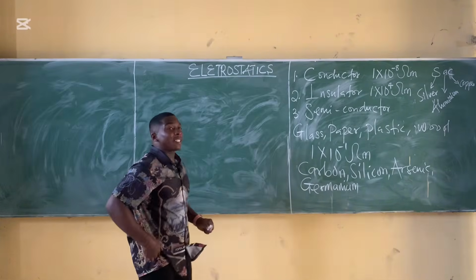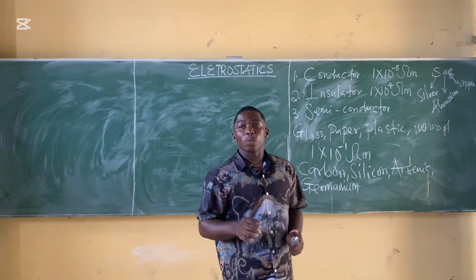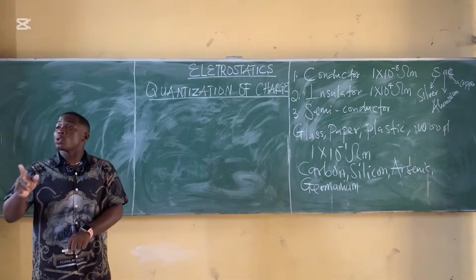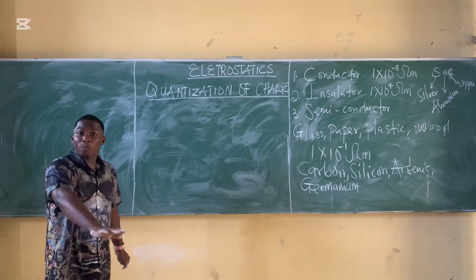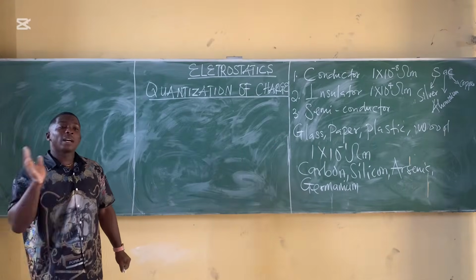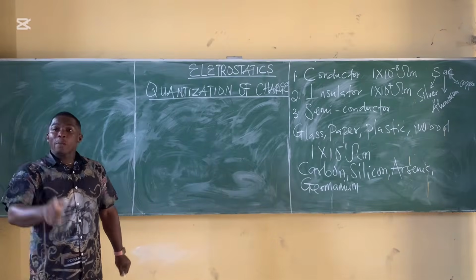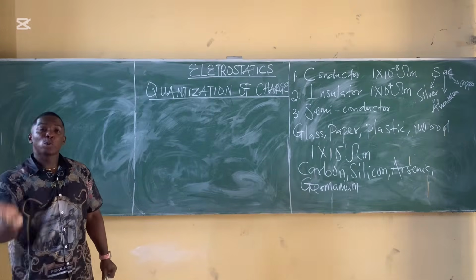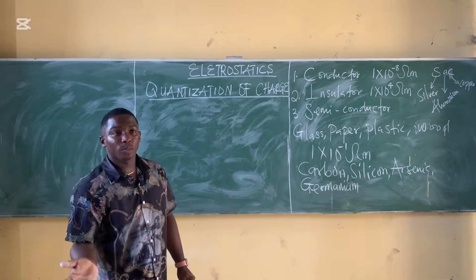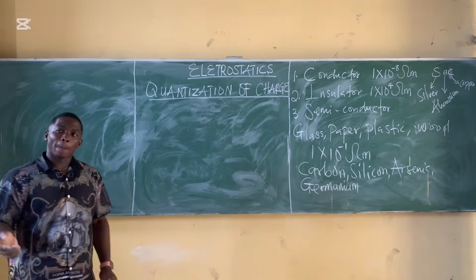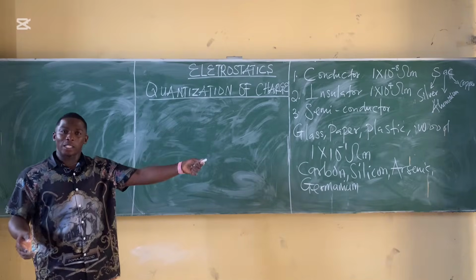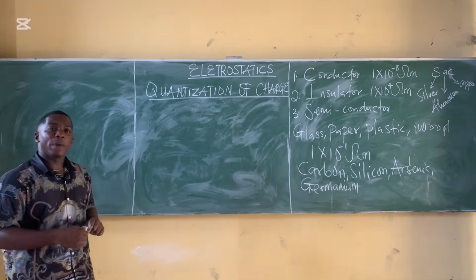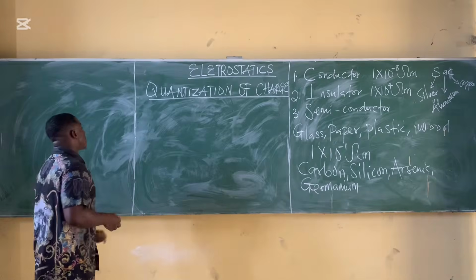The instrument used to detect charge is called an electroscope. The one used to detect current is called a galvanometer. The instrument used to measure current is an ammeter. Don't get confused now: to detect electric charge is electroscope, to detect current is galvanometer, and to measure current is ammeter.